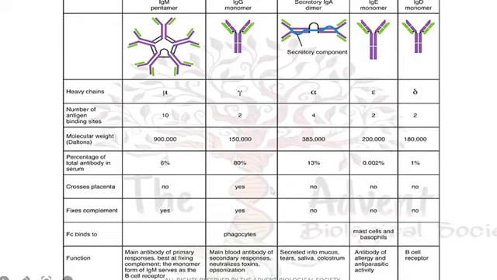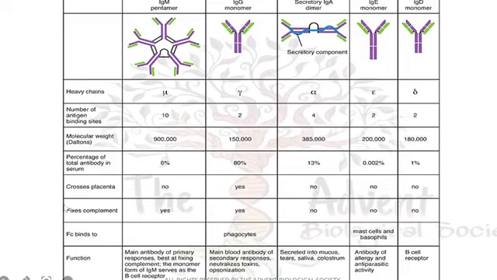So crossing the placental barrier is done by the IgG monomeric antibody because of its smallest size. Complement fixation is shown by IgM and IgG antibodies. The Fc region binds to phagocytes in case of IgG monomeric antibody, to mast cells and basophils in case of IgE, and in case of IgD, I have forgotten to mention, it will be the B cell plasma membrane. Okay, B cell plasma membrane. I would be adding this one. Please remember this, B cell plasma membrane.